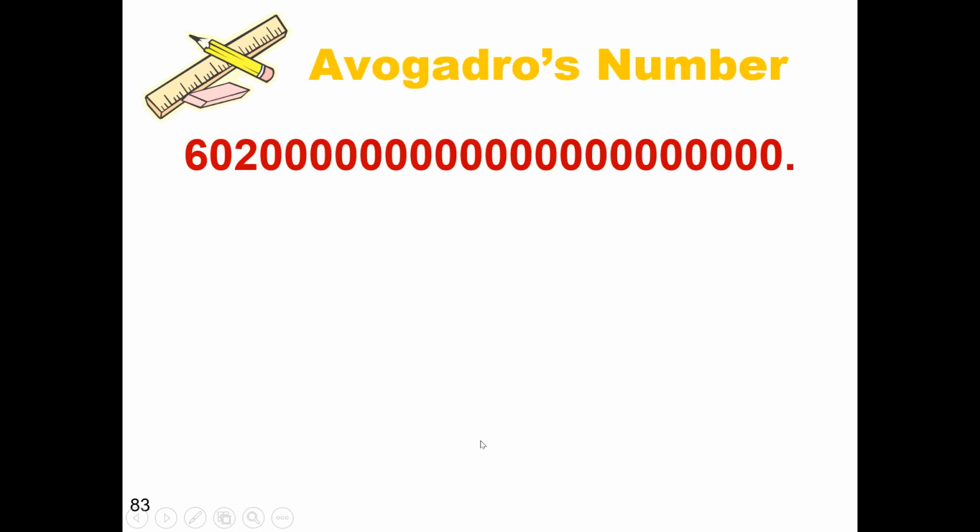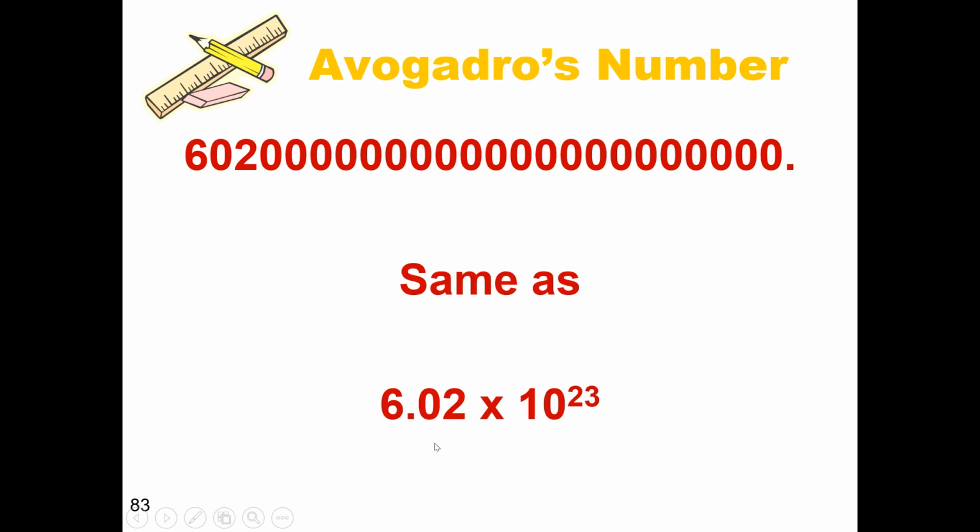This is Avogadro's number. Avogadro's number is one that we use quite a bit in the school year, and if we were going to represent this using scientific notation, we could represent it like this: 6.02 times 10 to the 23rd power. I actually would like to have removed that decimal there, but just ignore that.